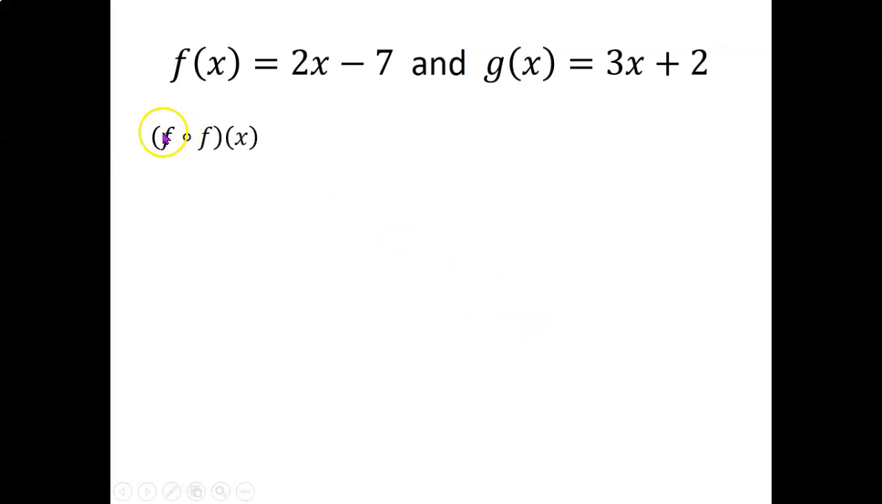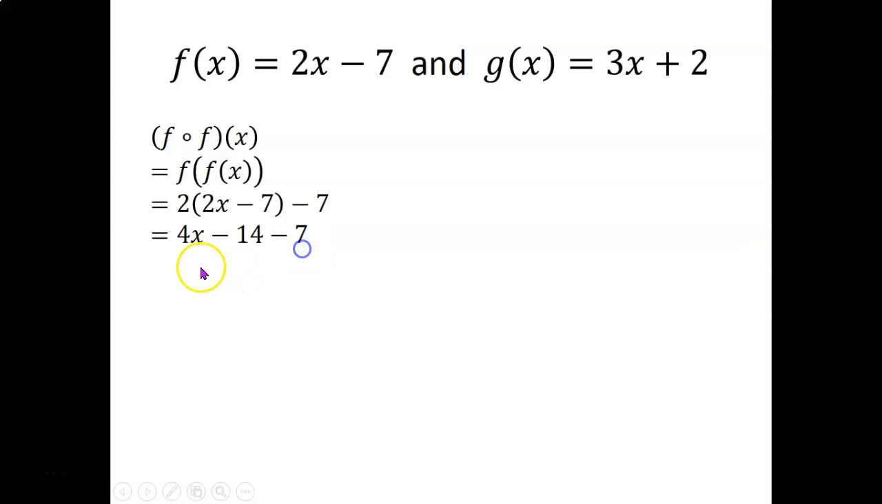We could also do f composed with itself. That is f of f of x. F of anything is 2 times that anything minus 7. So here we got 2 times 2x minus 7 minus 7, which would be 4x minus 14 minus 7, which would be 4x minus 21.